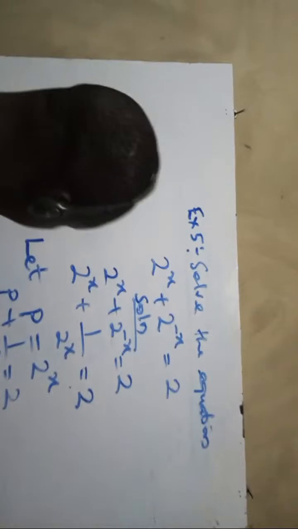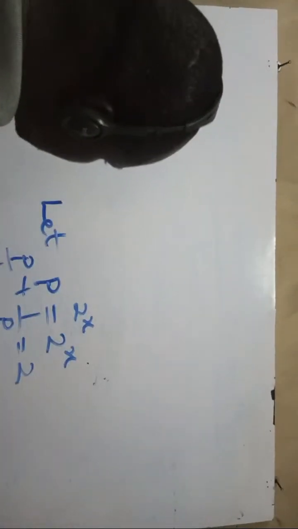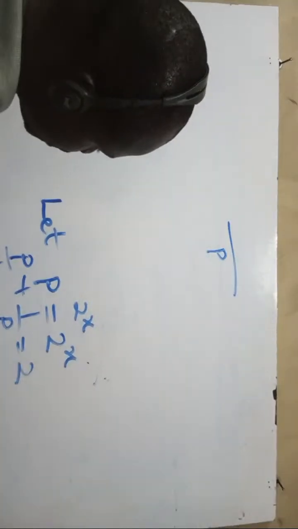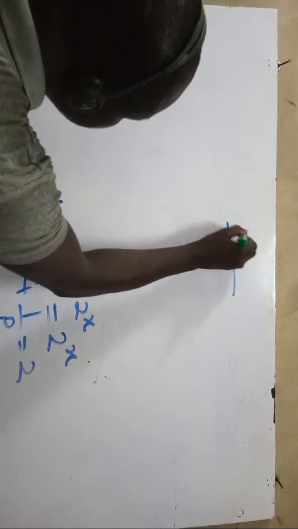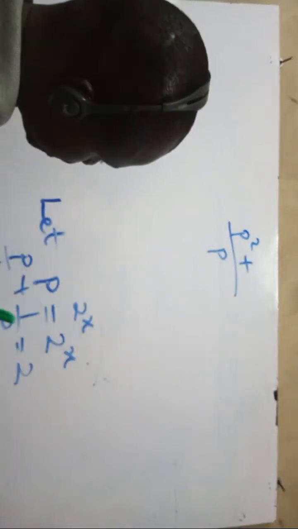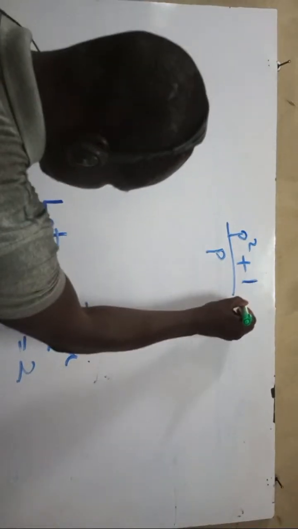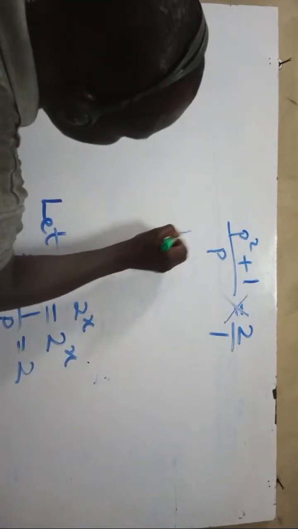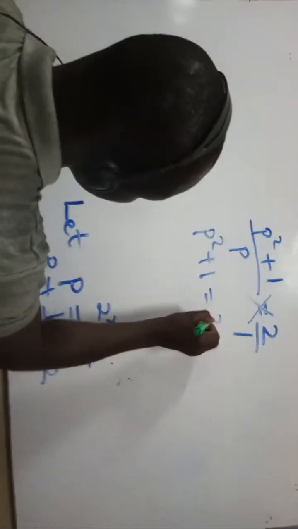Then from there, if you look at the left-hand side, I will take the LCM. The LCM will be p. 1 in p will be p. p times p, I'm going to get p squared. Plus p in p, that is 1. 1 times 1, that is 1, is equal to 2. From here now, I can cross multiply. That is, I will have p squared plus 1 equal to 2p.